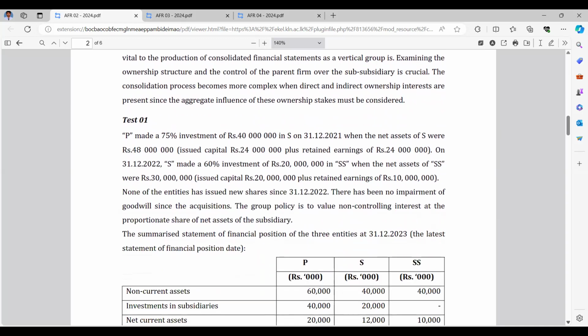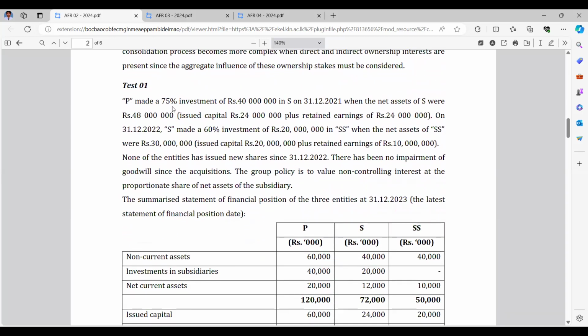So let's look at this first example. P made a 75% investment of 40 million in S on 31st December 2021, when the net assets of S stood at 48 million. The 48 million net assets comprised stated capital of 24 million and retained earnings also 24 million.